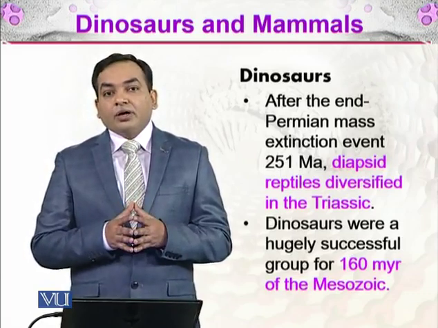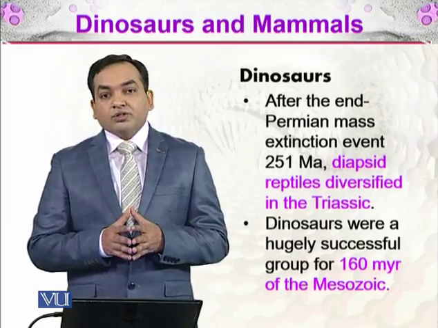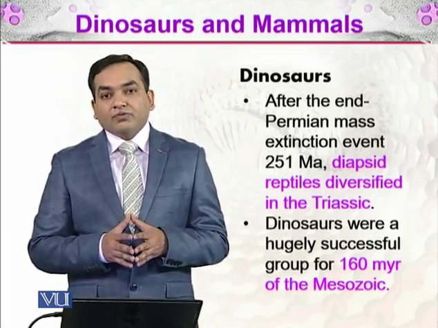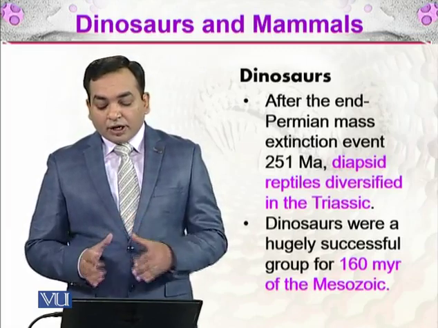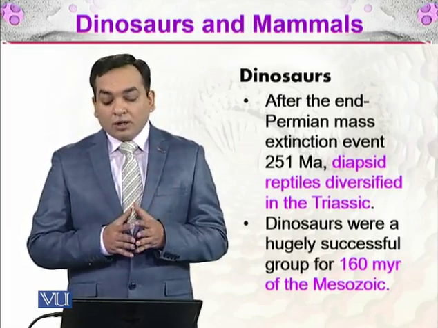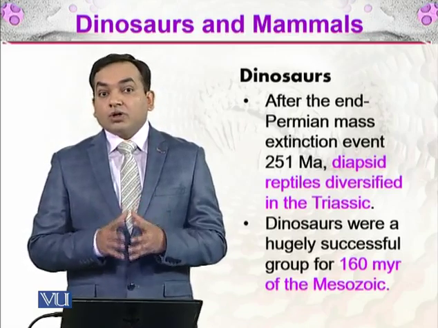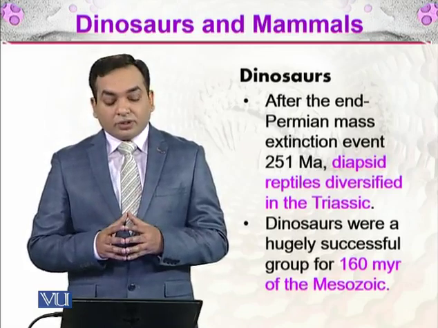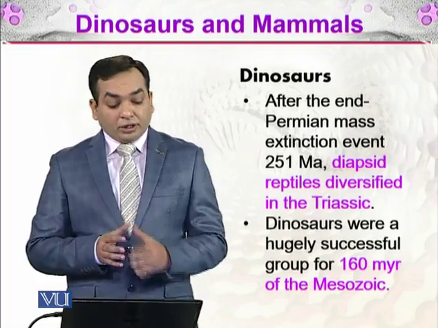And that happened after the mass extinction event of the Permian, which was 251 million years ago, in the Triassic. So dinosaurs were a hugely successful group for 160 million years of the Mesozoic. So this was a long time in the Mesozoic era when the dinosaurs were ruling the earth.